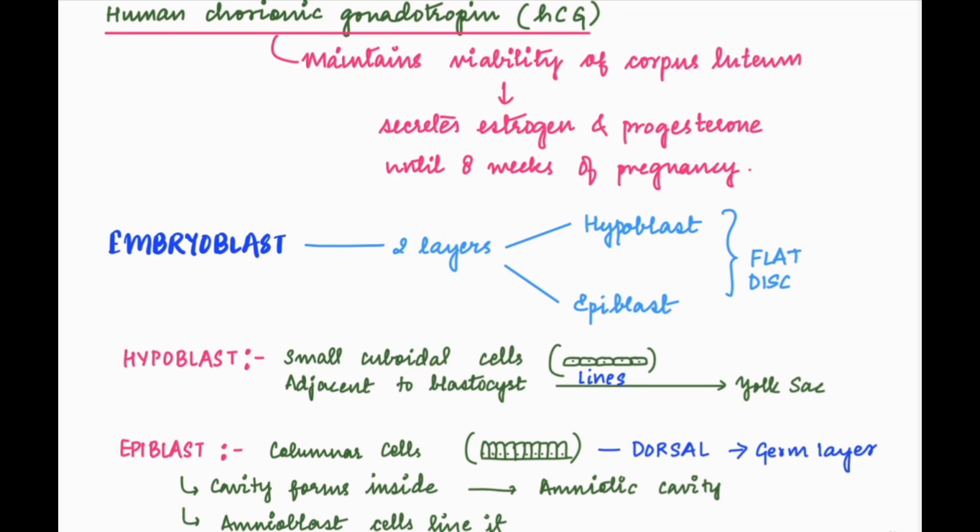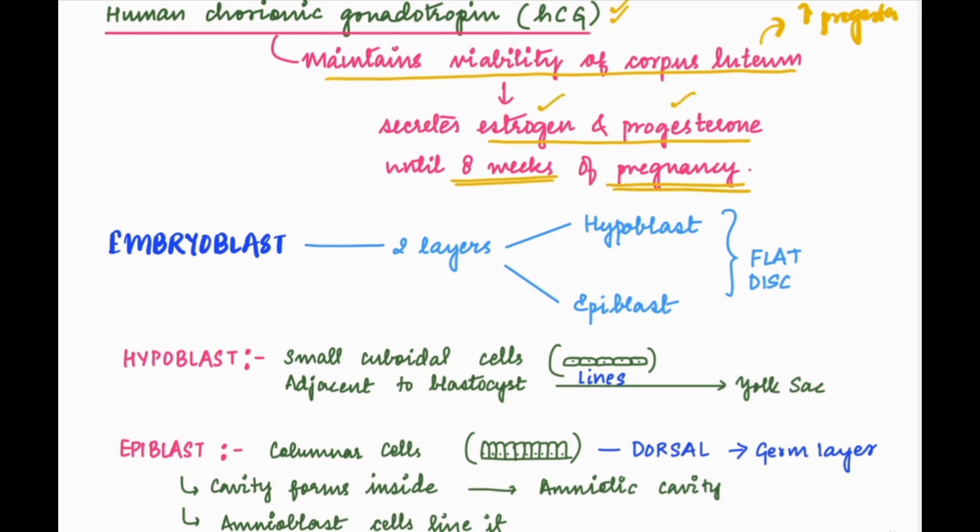Human chorionic gonadotrophin, also known as HCG. This HCG maintains the viability of the corpus luteum. What was the corpus luteum doing? It was increasing progesterone, right? Now what happens here? It secretes progesterone and estrogen until 8 weeks of pregnancy. So, till 8 weeks of pregnancy, the HCG in the body maintains the level of both these hormones, estrogen and progesterone, so that your pregnancy is maintained.